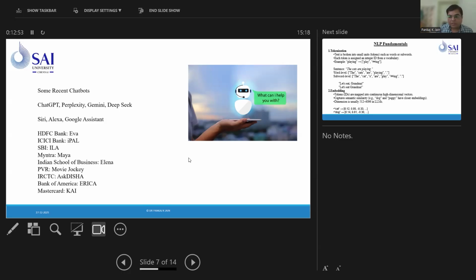Some commercial applications of these chatbots are available. For example, if you visit a website like HDFC Bank's, there is a chatbot at the side of the website. Its name is Eva. Similarly, ICICI Bank is using iPal, SBI is using ELA, and Myntra is using the Maya chatbot.